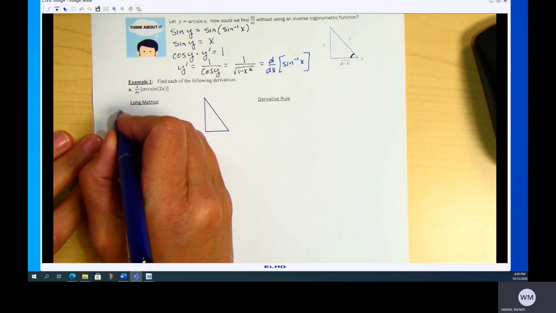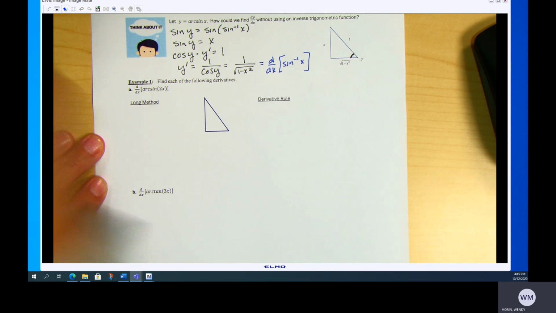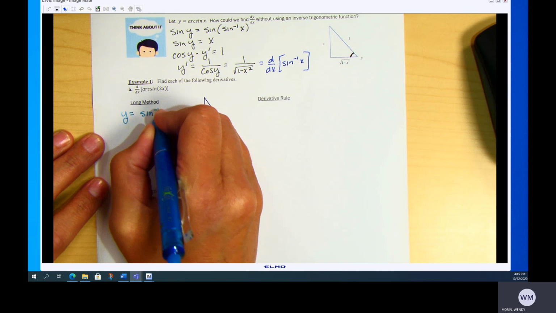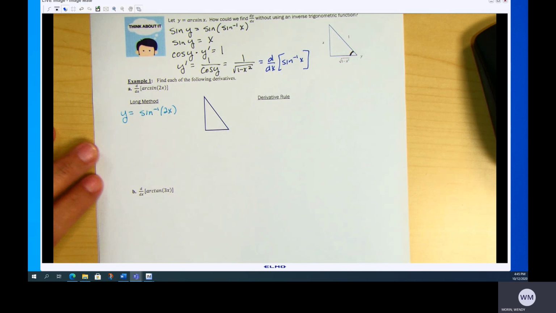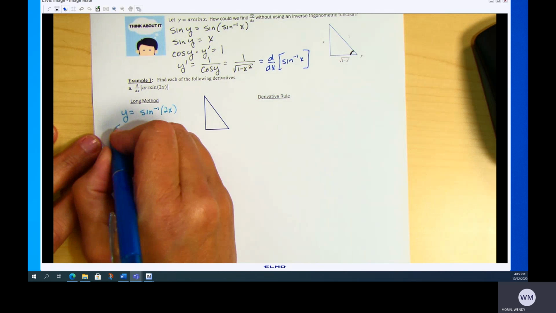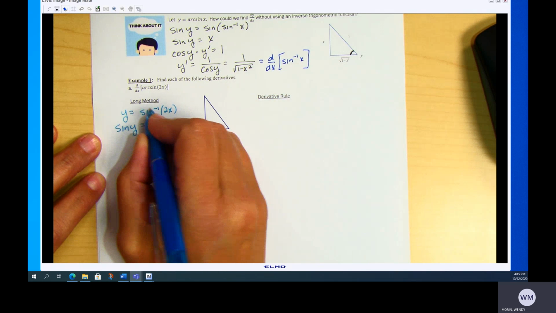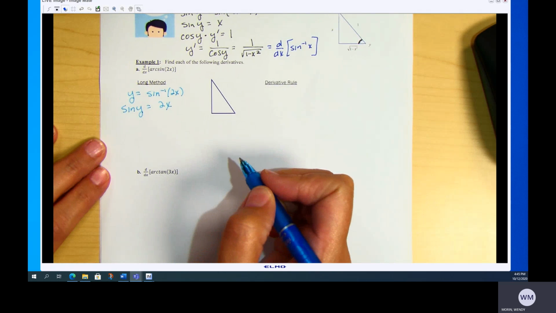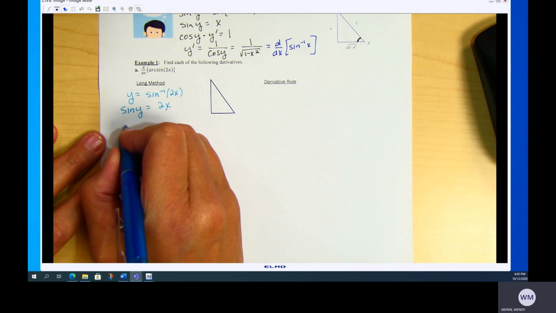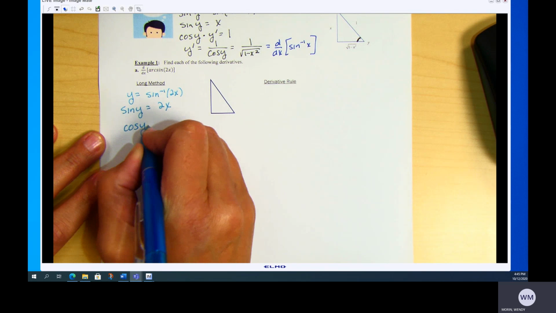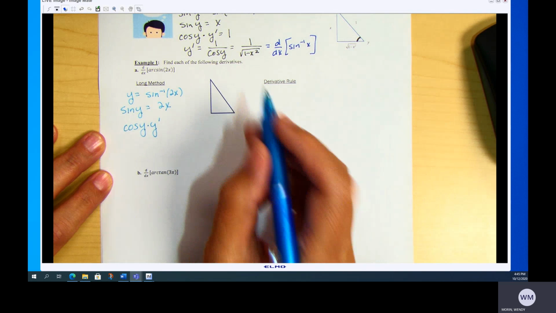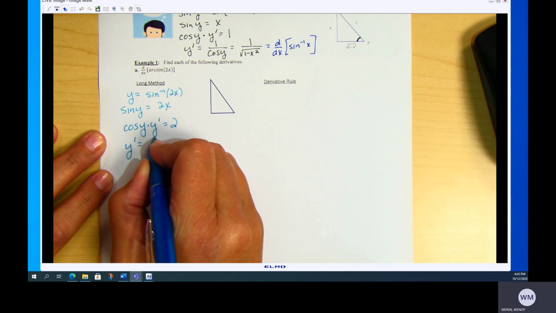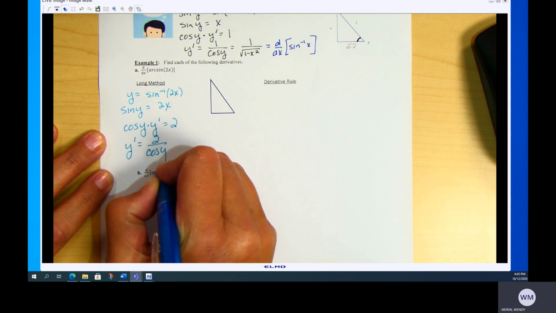So we have y equals arc sine of 2x. I just prefer to write it this way. It's just personal preference. So I can take the sine of both sides. I can take the derivative now with respect to x. So that is cosine of y times y prime equals 2. So y prime equals 2 divided by the cosine of y.